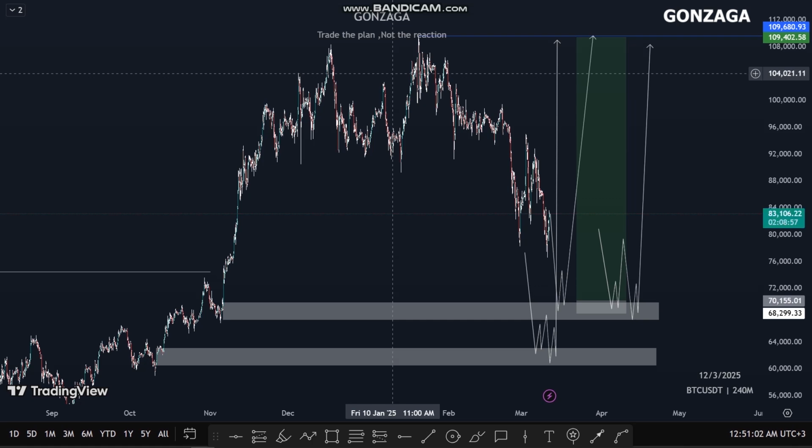Okay, so that's it about BTCUSD. That's what BTC is going to do next, or that's what I'm trying to anticipate that BTCUSD is going to do next.